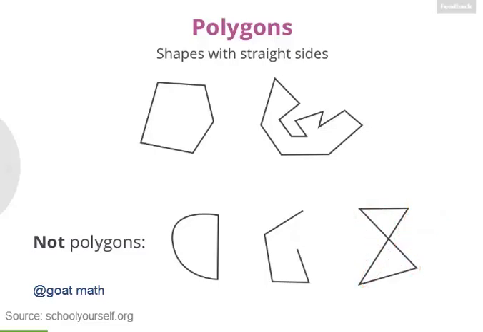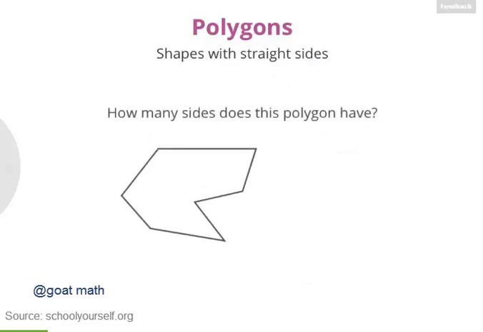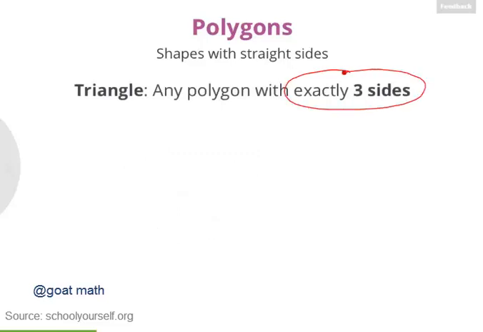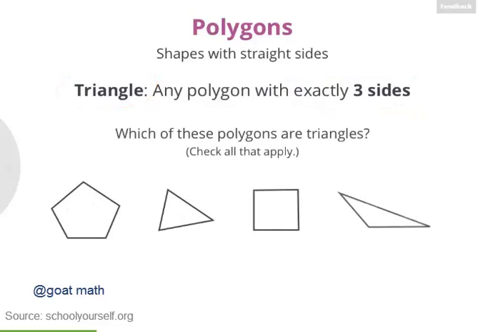Now, polygons are given specific names based on how many sides they have. So to get started, how many sides does this polygon have? Exactly. This polygon has 1, 2, 3, 4, 5, 6, 7 sides. Now, any polygon with exactly 3 sides is known as a triangle. So which of these polygons here are triangles? Right, these two polygons are triangles and each of them has exactly 3 sides.